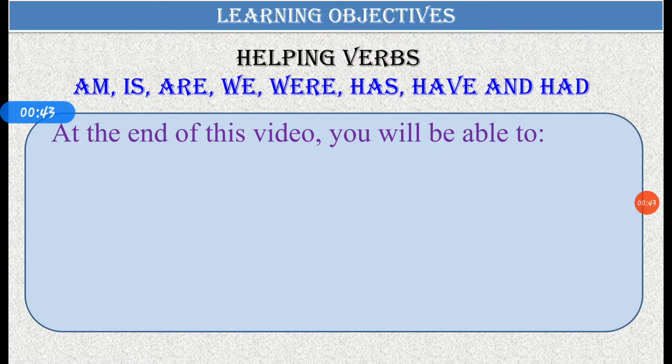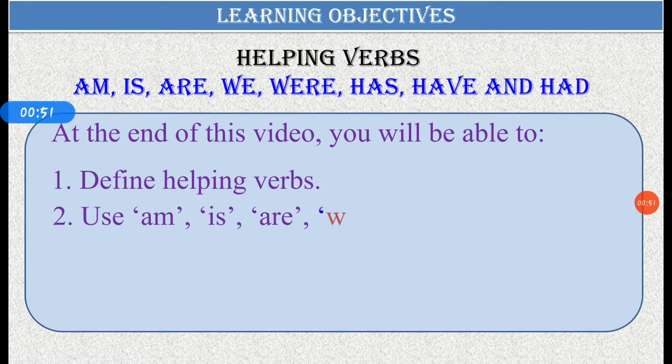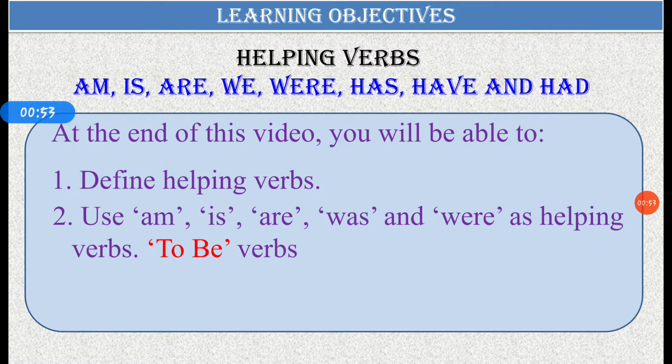At the end of this video, you will be able to define helping verbs, use am, is, are, was and were as helping verbs. They are the forms of the to be verbs.